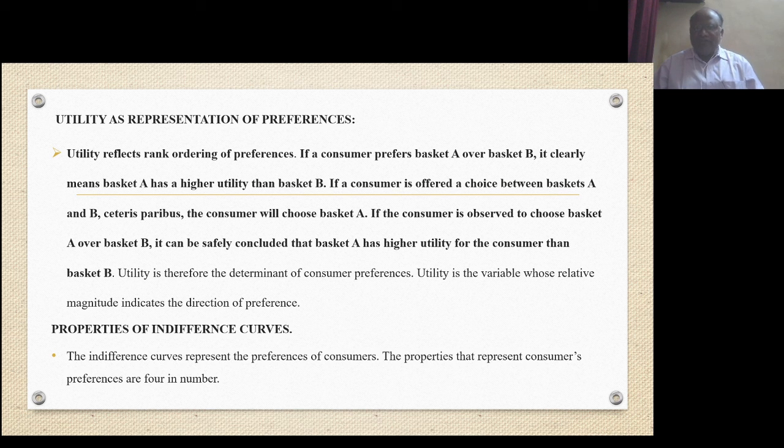If consumer is observed to choose basket A over basket B, it can be safely concluded that basket A has a higher utility for the consumer than basket B. So utility is therefore the determinant of consumer preferences. Utility is a variable whose relative magnitude indicates the direction of the preferences.